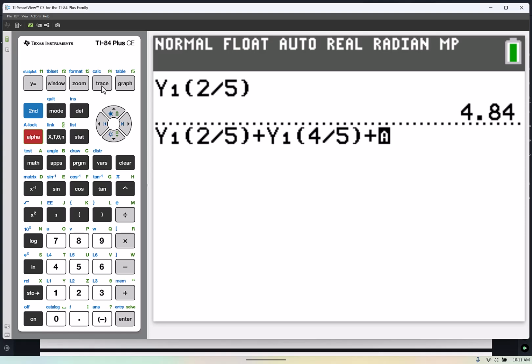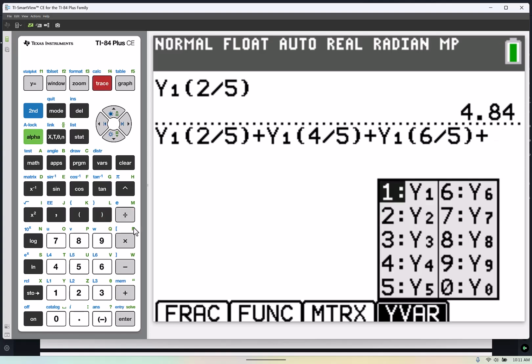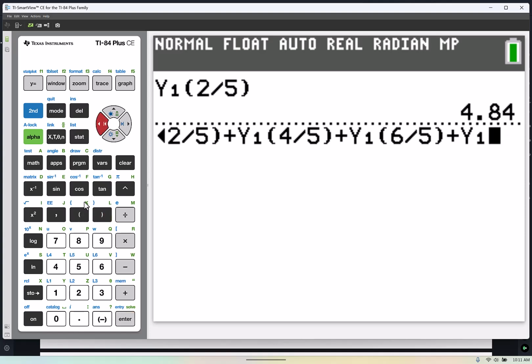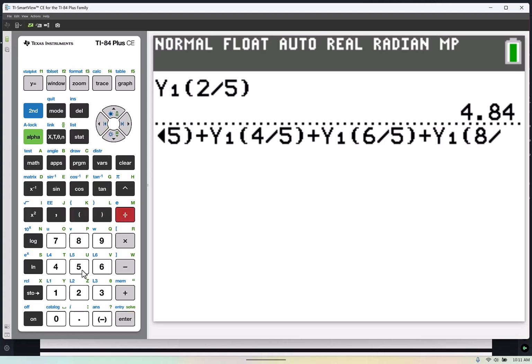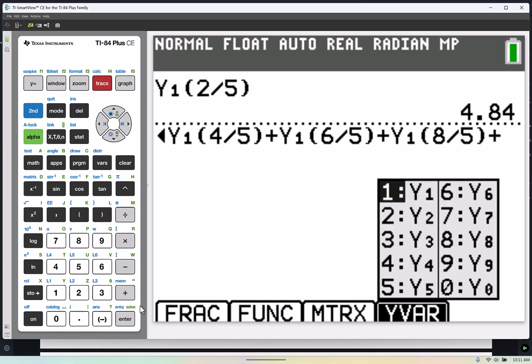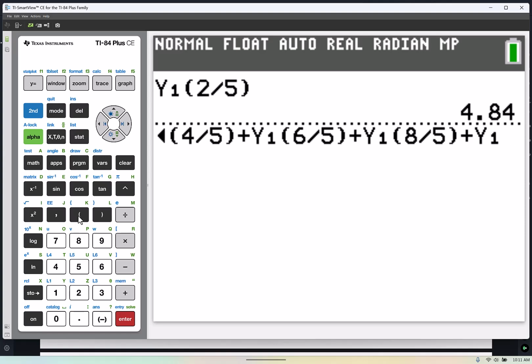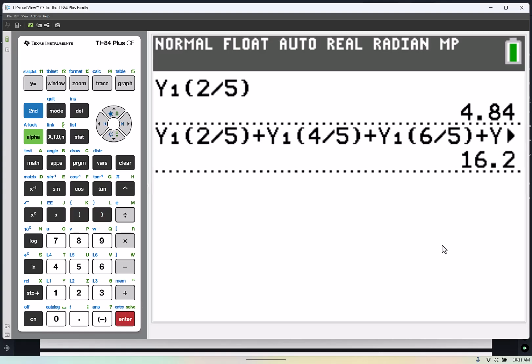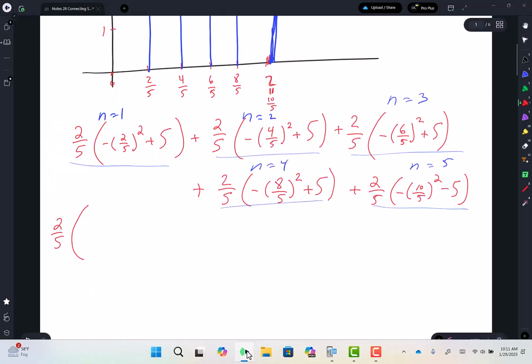Plus alpha trace, there should be 5 of them, y1 of 6/5, plus alpha trace y1 of 8/5. Oops, wrong size right there. Plus alpha trace, and you can type in 10/5, but I'm just going to put 2 for this one. Why didn't you do it on the paper? Because we're looking for a pattern on the paper one. So I got 16.2.